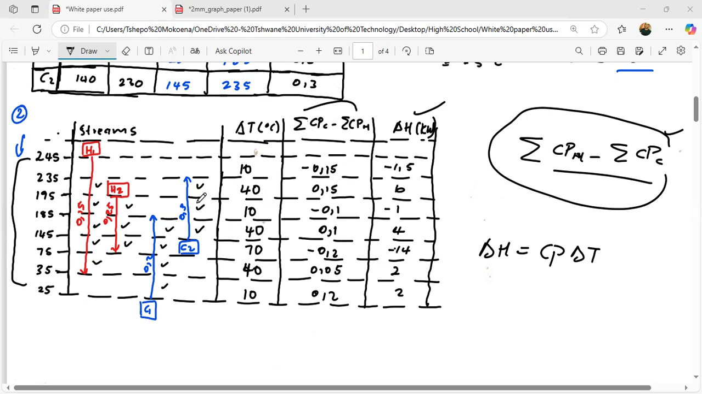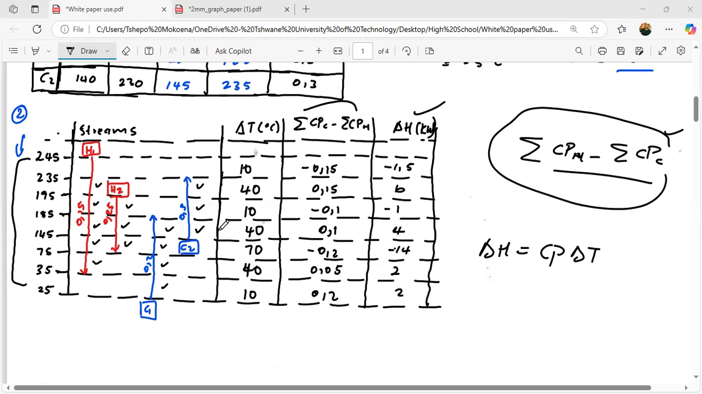And then within this interval, I'm going to say sum of cold. I have 0.3, right? It's only one that is cold. And then subtract the sum of CP for hot. For hot, I have two of them, which is 0.25 and 0.15 within 195 and 185. So these two guys, I'm going to have to add them. And I'm going to say 0.3 minus the sum of these two guys. And then I'm going to get negative 0.1.